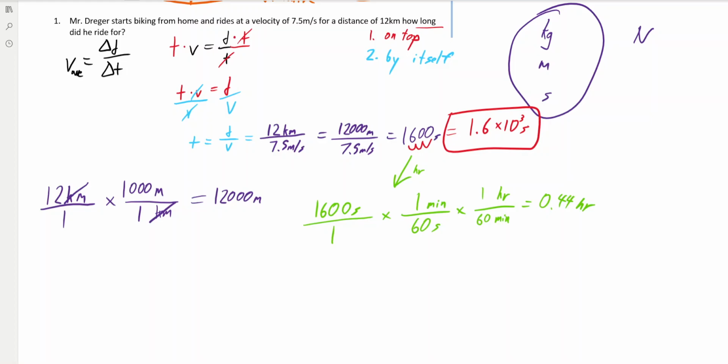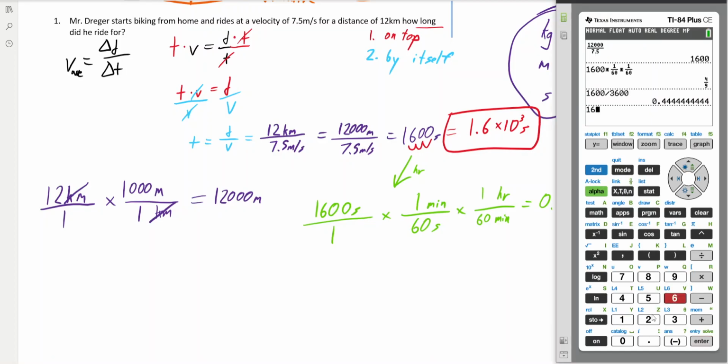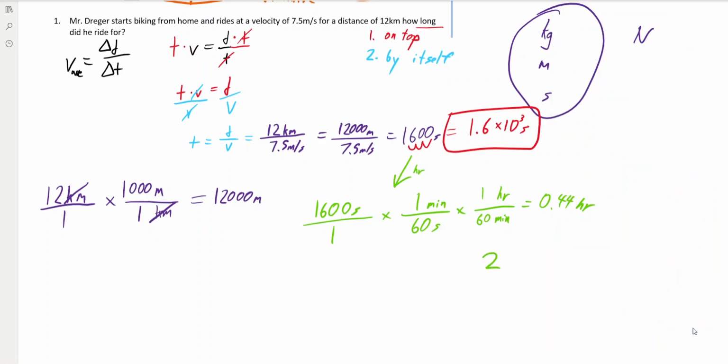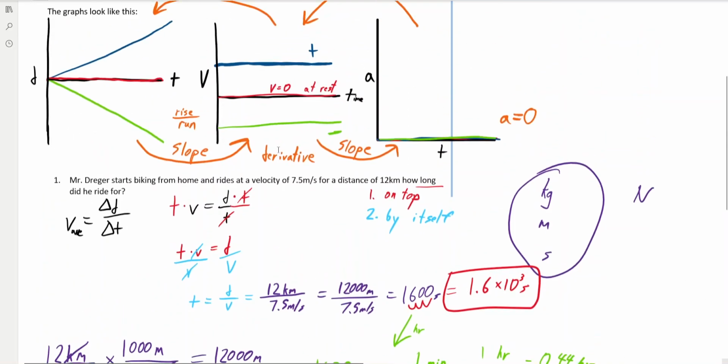And maybe minutes is more helpful. So let's try that. 26.6 minutes. Does that seem reasonable for that distance? Yeah, that's fine. That seems reasonable when you're biking. All right, so I would probably just prefer you stick in red, but I just wanted to show a little bit more unit cancellation and that sort of thing.